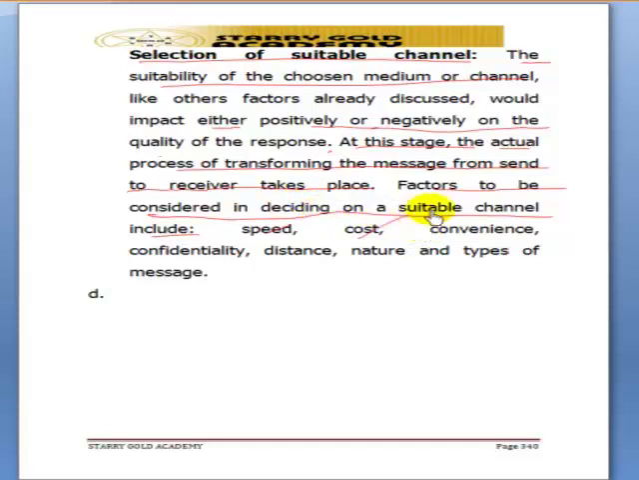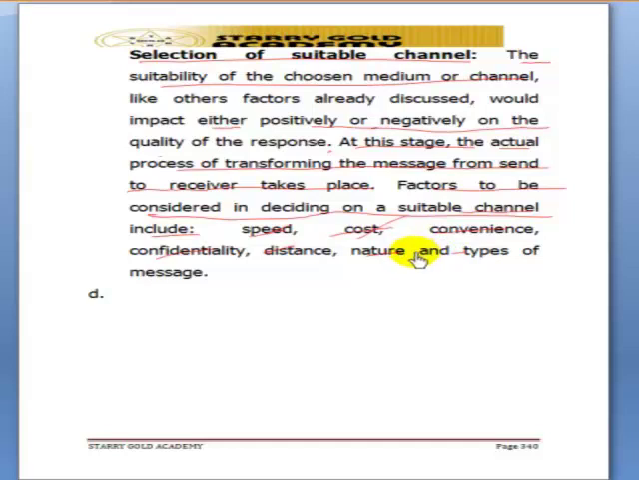He said the factors to be considered in deciding on the suitable channels include what? The speed, the cost, the convenience, and confidentiality. So you have distance, nature and types of message. All of these things matter. All of them, they matter in communication.